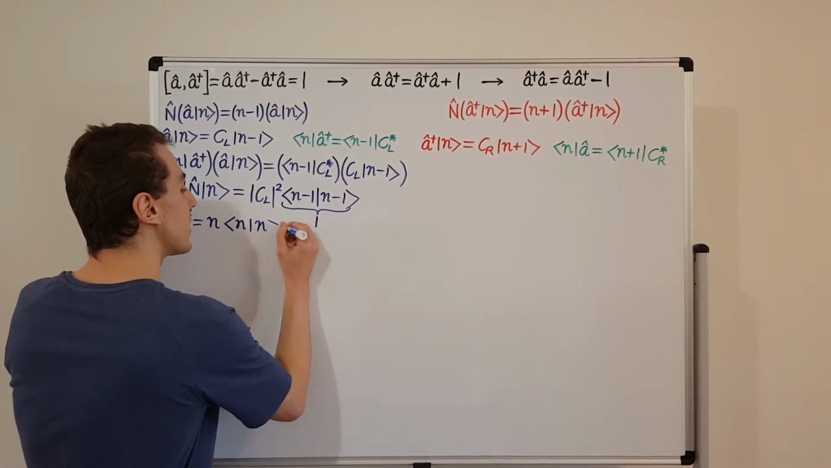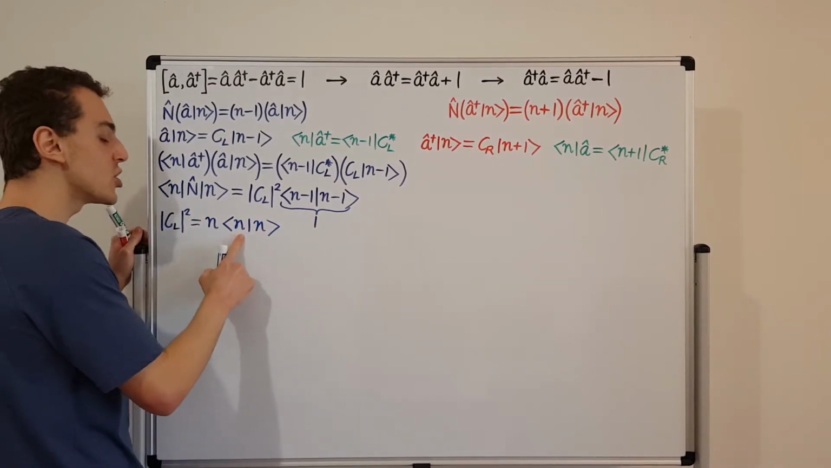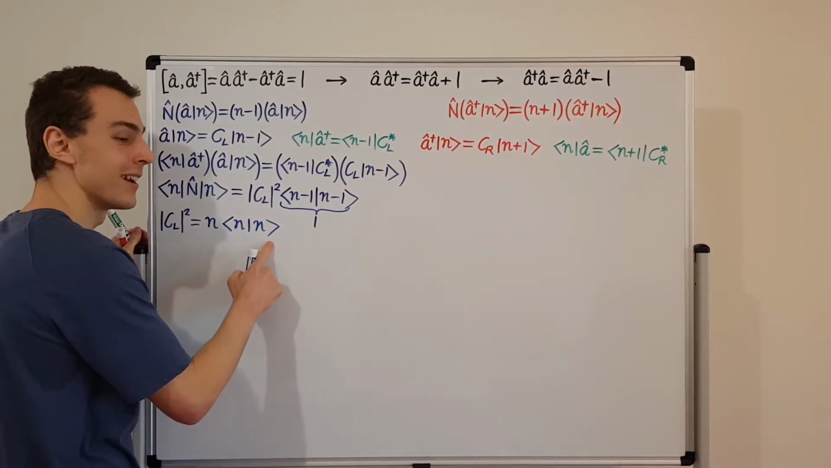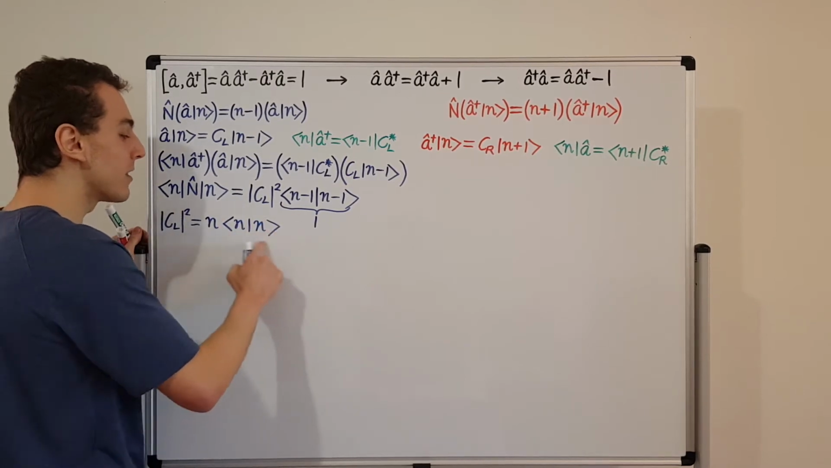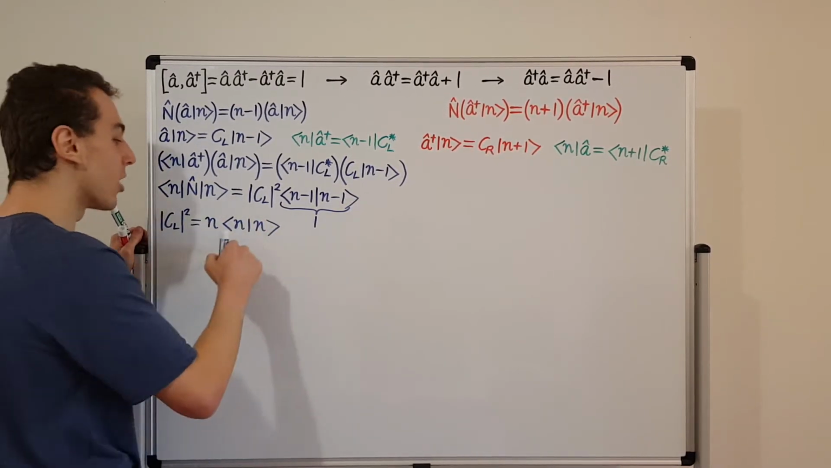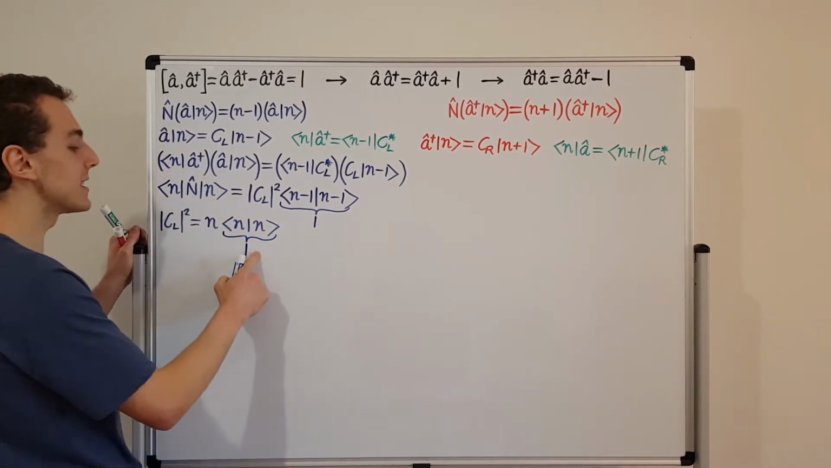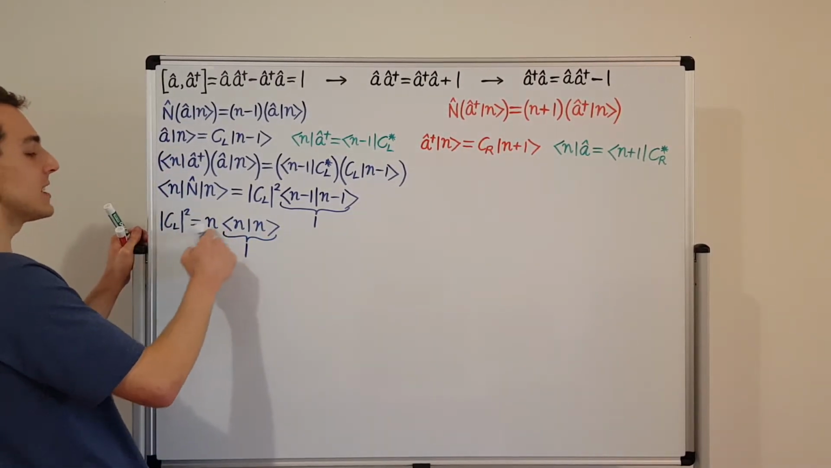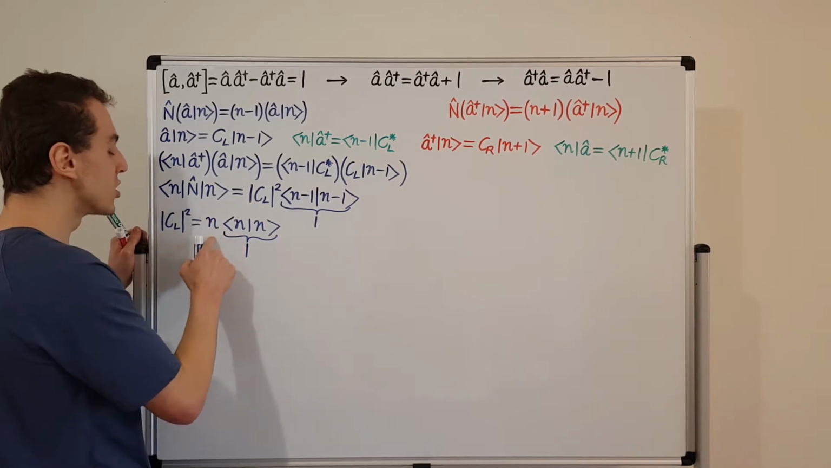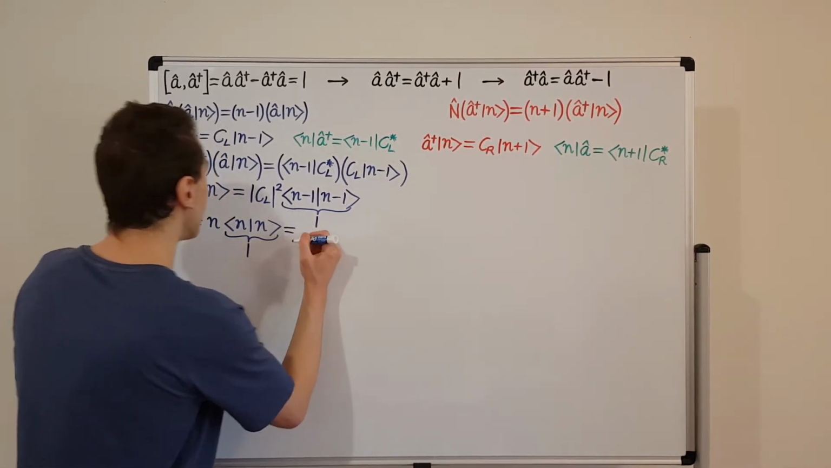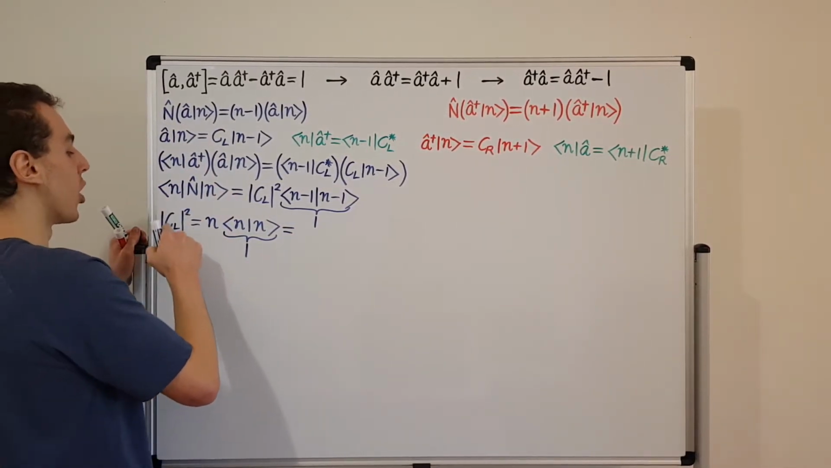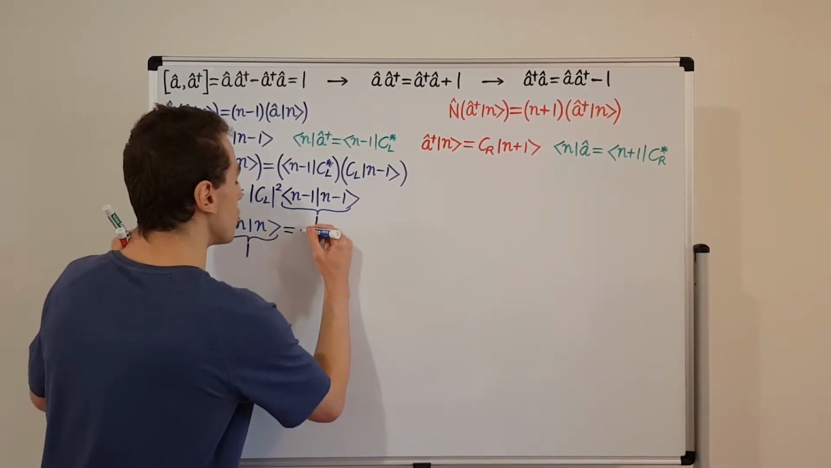And have a look at this relationship over here. Here we have the bra version of n and the ket version of n. If we take the inner product with one of these eigenstates with itself, that's going to give us 1. That comes from that orthonormality condition. And this n is all that's going to remain. So the square magnitude of CL is equal to n.